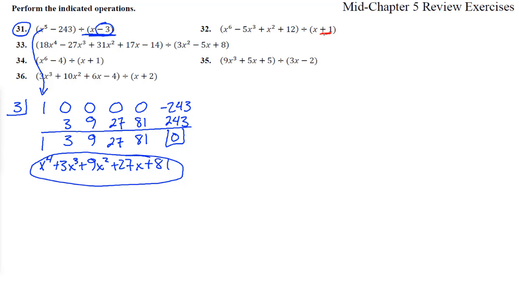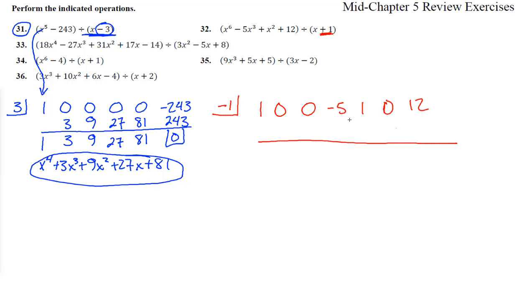Number 32. Oh, look at this. We have a nice divisor here that we get to use synthetic division with. Use the opposite of x plus 1, which is a minus 1 in the box. And we have x to the sixth, no x to the fifth, no x to the fourth, minus 5x cubed. We don't need to write that down, we're just writing the coefficients. And then plus 1x squared and plus 0 x's and plus a 12.